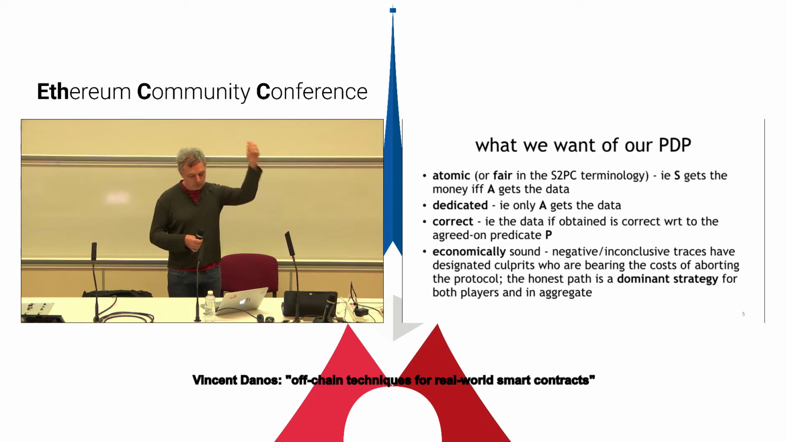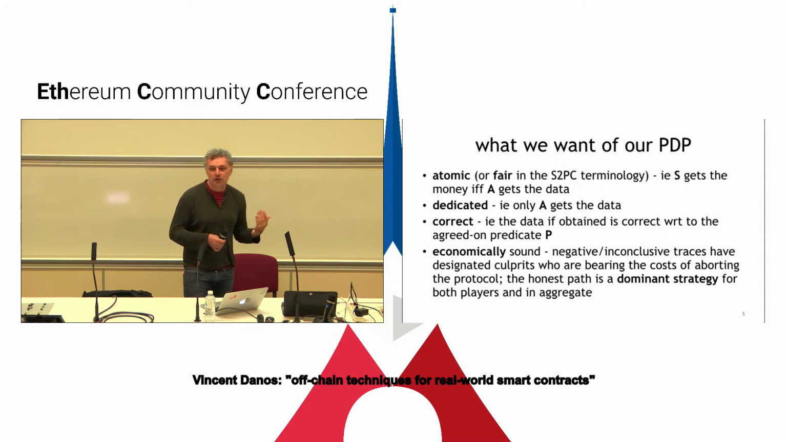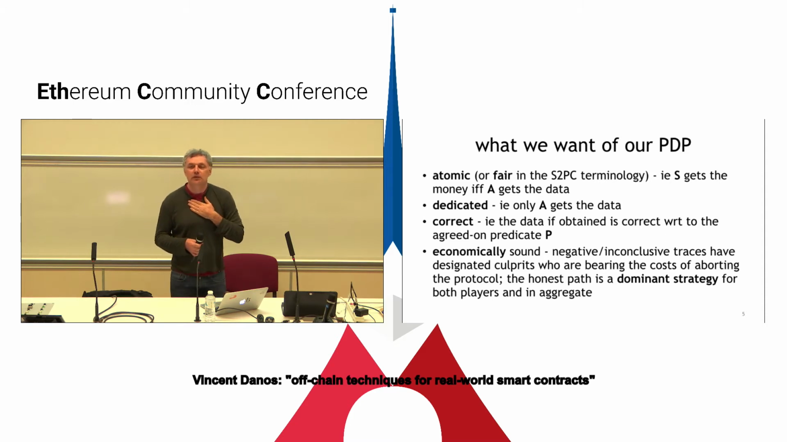So to be detailed, the honest path is a dominant strategy for both players, and hence for the aggregate players. So a rational adversary will not deviate.